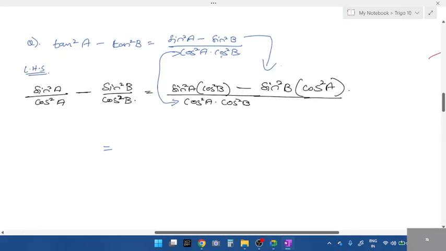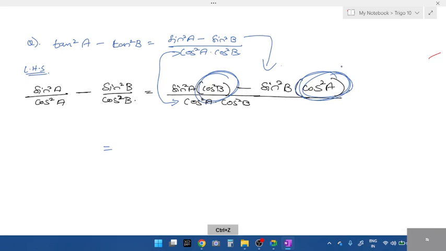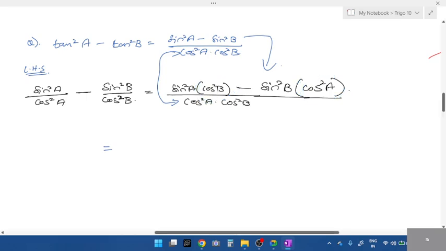Angel, what is given? Sine square A and sine square B is given, right? What are the extra values we have here? Cos square B and cos square A. Yeah, we cannot directly eliminate them. What you can do is convert any one value which is extra in the numerator. Observe and tell me which is extra. Cos square B, so I'll keep sine square A as it is. The extra value is cos square B. I'll convert it in terms of sine. What is cos square B if you convert in terms of sine?